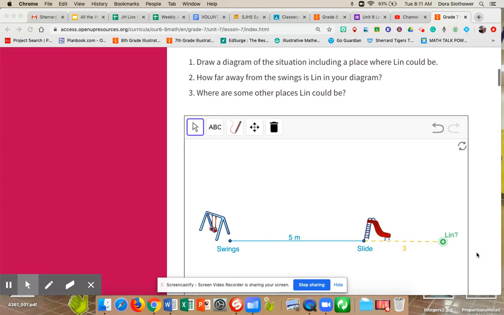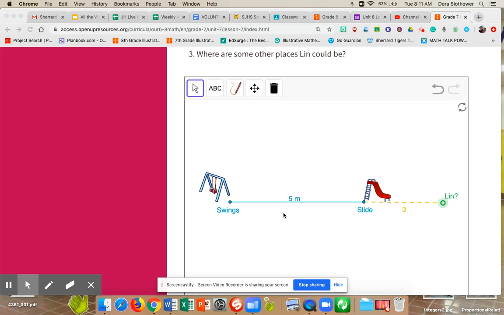This is the first part that I came up with. The slide's 5 meters away from the swings, and then Lynn is 3 meters away from the slide. Now, this is where I drew her. How far away from the swings is Lynn? Well, she is 5 plus 3, that's 8 meters away.